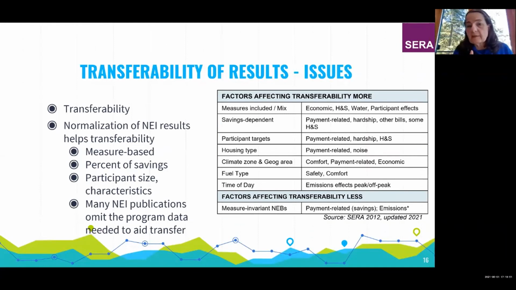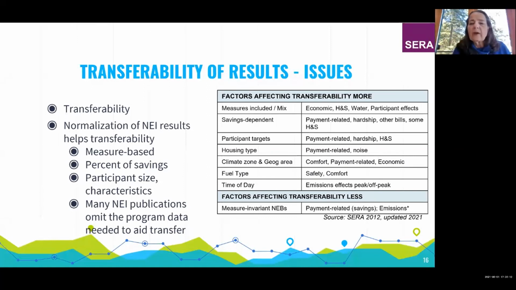One is make them measure-based, because that lets you take that measure, no matter what program it's put in, has some fundamental attributes and NEBs that it transfers. Other is percentage of savings, because that lets you scale for the size of the program or the size of the amount of measures put in place.